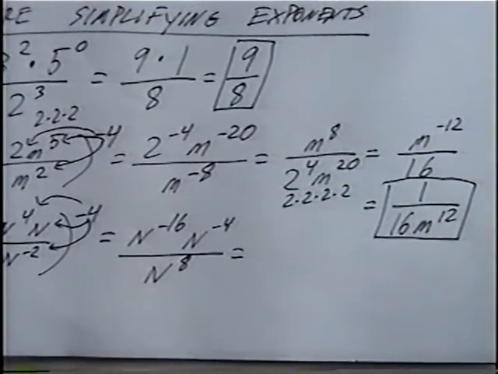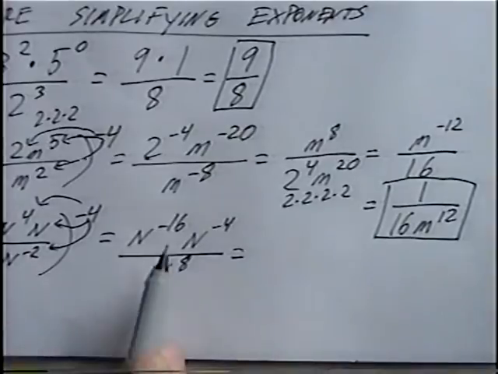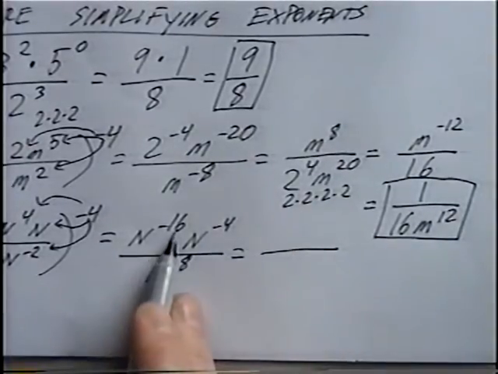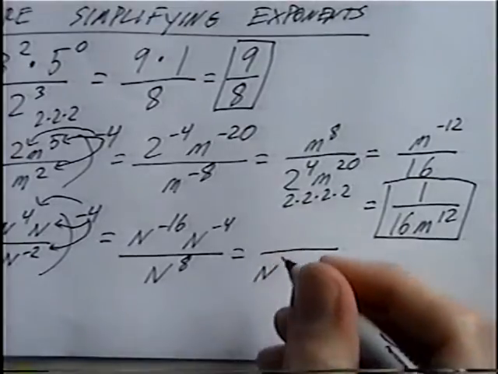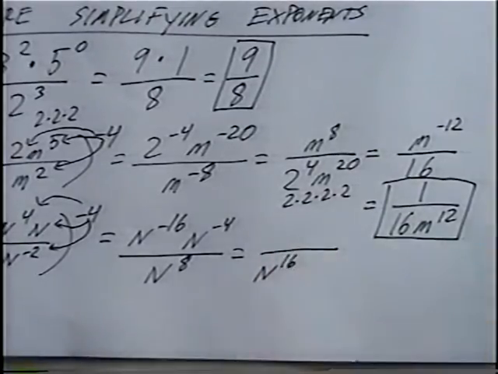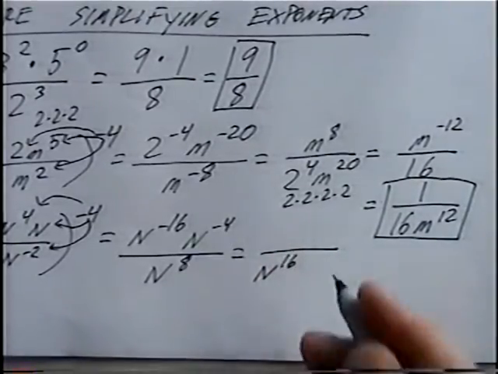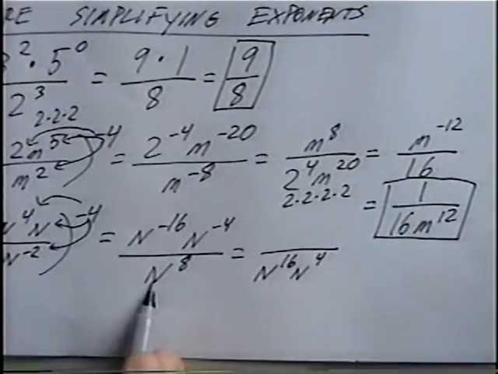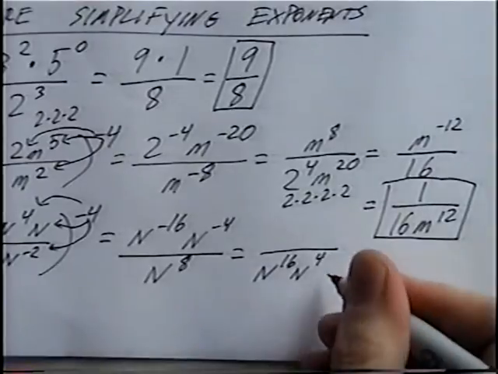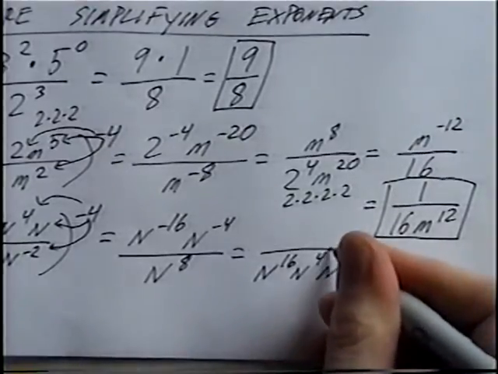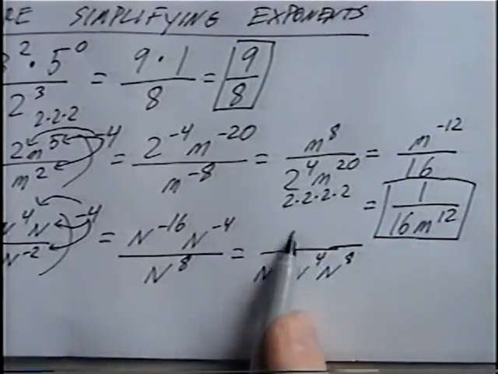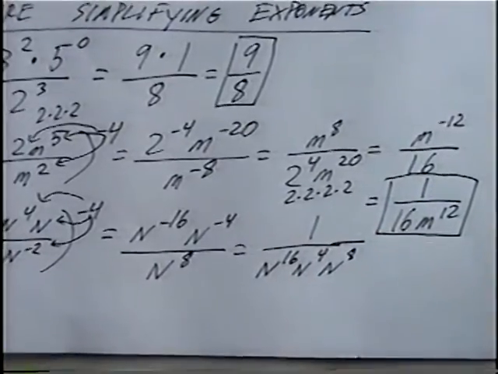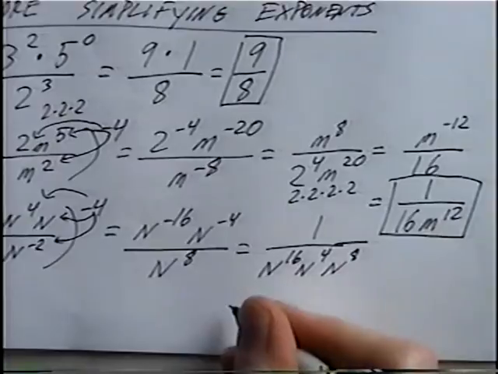Simplifying again. If you have negative exponents, you can rewrite those in the denominator. n to the negative 16 would be n to the positive 16. n to the negative 4 would be n to the positive 4. n to the 8 is positive, so it would already stay in the denominator. And again, if nothing is left on top, no other coefficients, you can leave a 1 in the numerator.